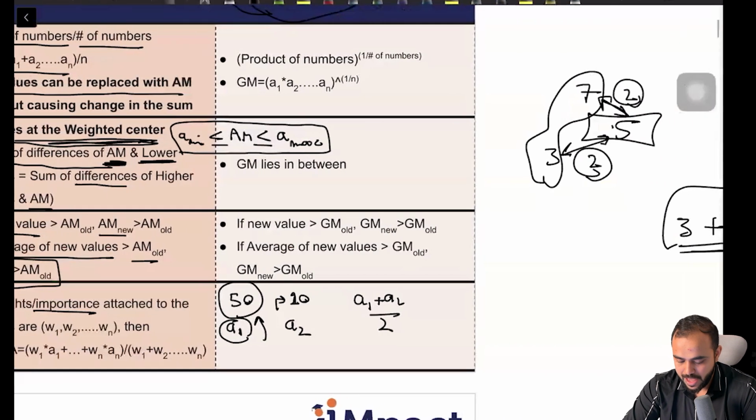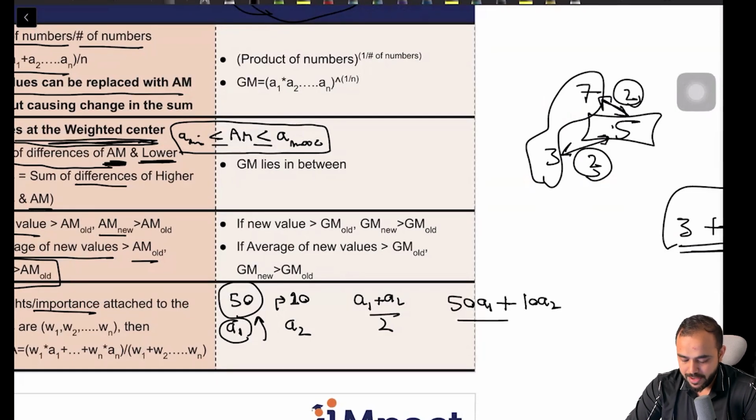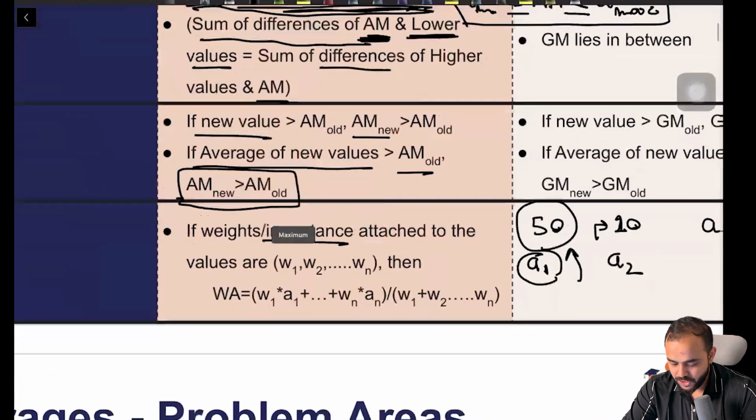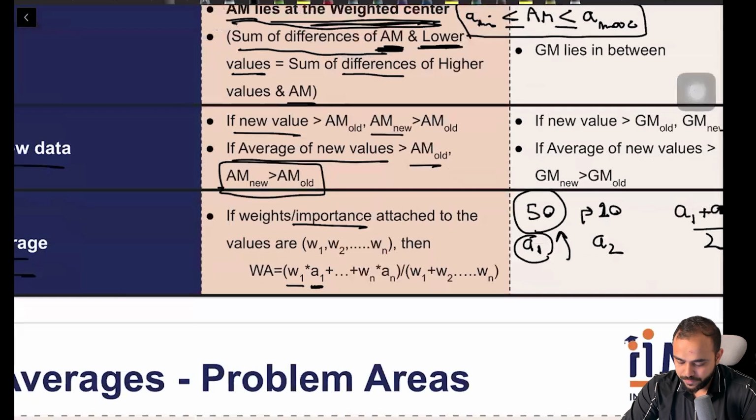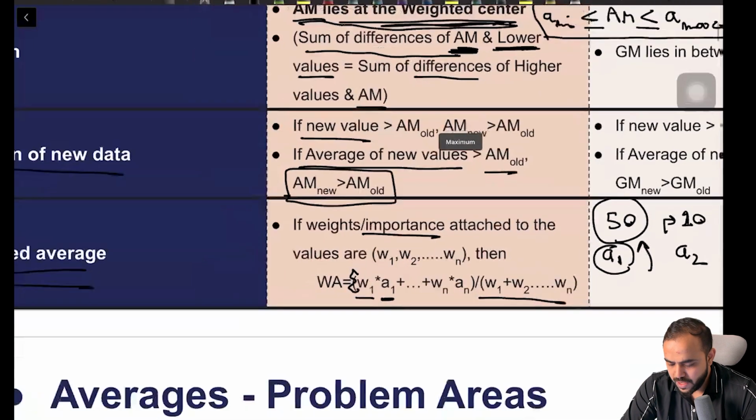What I will instead do is I will do 50, which is the importance of A1, into A1 plus 10 into A2 divided by 50 plus 10. So this is the expression of weighted average. Weights into the value, summation of that, sum product of weights into average divided by sum of the weights. If you put all of these weights to be equal to each other, you will again land back at arithmetic mean. So arithmetic mean is nothing but weighted average, where you say that each data point is as important as the other one. All right, so far are we clear?